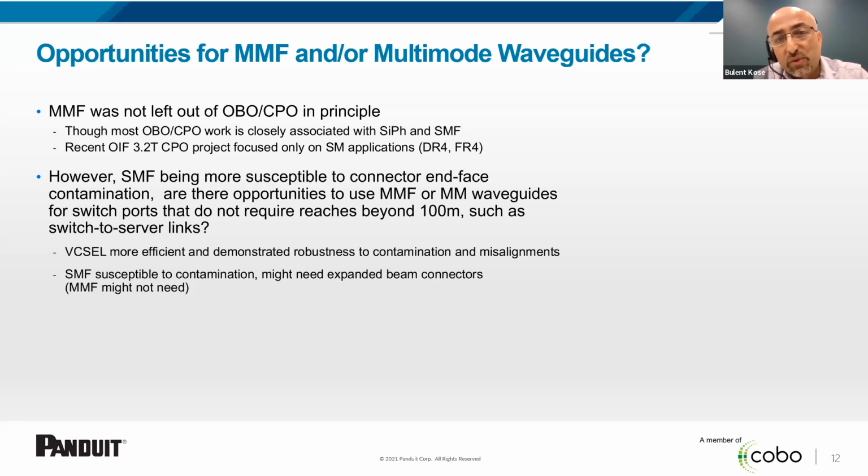Are there opportunities to use multimode fiber or multimode waveguides even for short reaches, like reaches below 100 meters, switch to server links, for instance? I mean, VCSEL is more efficient, and it has demonstrated robustness, especially for contamination and misalignments because of the multimode fiber, 50 micron diameter, and obviously single mode fiber is more susceptible, and expanded beam connectors might be needed, but this may not be needed for multimode. So this is a question: should multimode be considered?